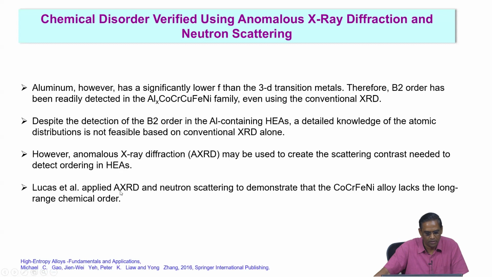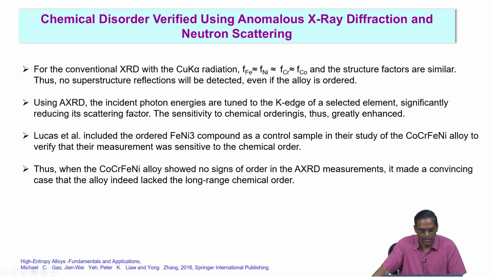Ccas et al. applied anomalous XRD and neutron scattering to demonstrate that the cobalt, chromium, iron, nickel alloy lacks long range chemical order. So, this is the target. How do you prove that this particular alloy does not exhibit long range chemical order? That is the focus or objective here. If you take the conventional XRD with copper K alpha, the atomic scattering factors of iron, nickel, chromium, cobalt, and the structure factors are similar. So, no superlattice reflections will be detected even if the alloy is ordered. So, this is quite tricky.